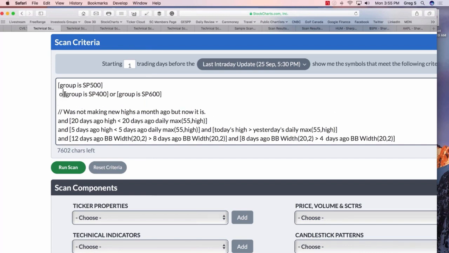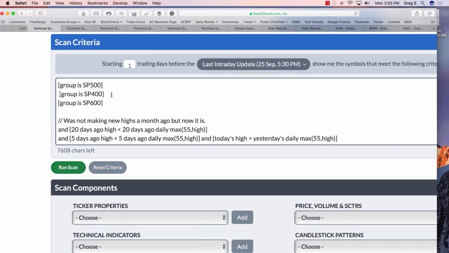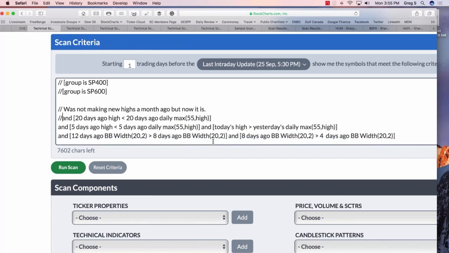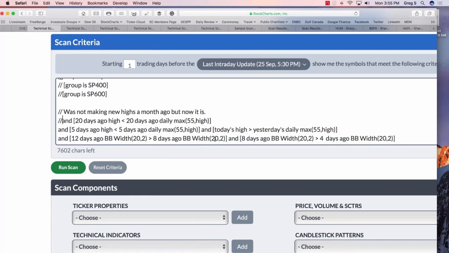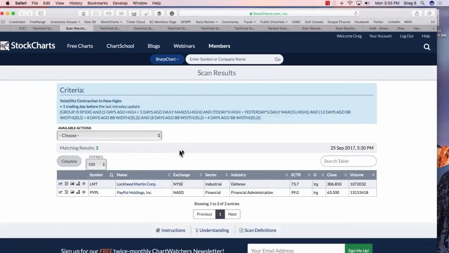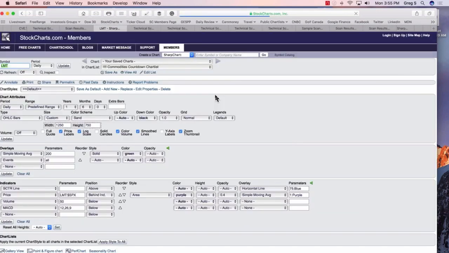Let's just use this as an example. We could take these types of groups, and just by putting the slash in front, we could control which group it's operating on. So it's going to say group is S&P 500, and now we don't need this line, so we're just going to comment that out and let it run those last 2 lines in the scan. And so when we run this scan, we're going to get 2 stocks, and let's just go look at them for the fun of it.